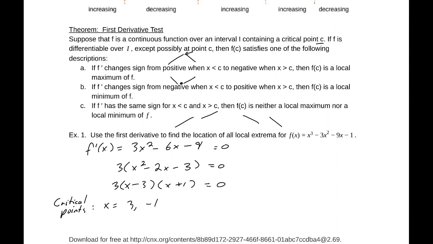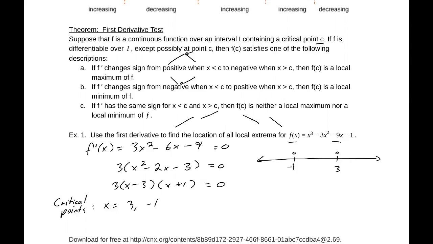All right, so let's make a sign diagram. The derivative is 0 at those points, so at negative 1 and 3 the derivative is 0. I'm going to go ahead and draw this with a flat line. That's a horizontal tangent there. Now let's test the intervals.